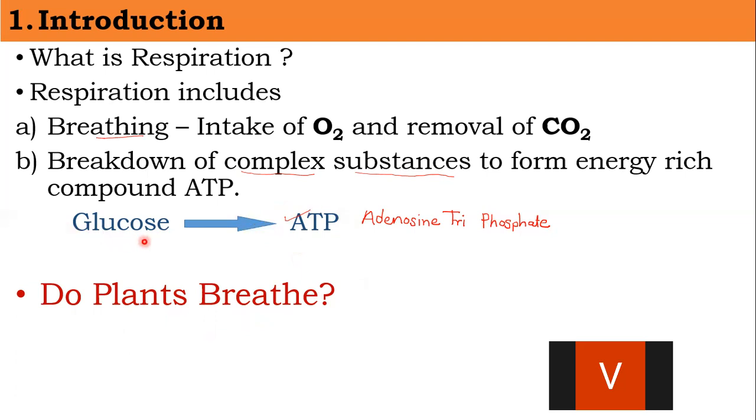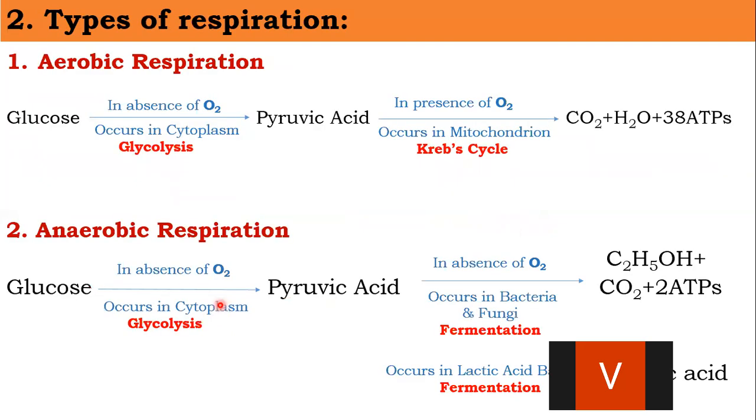And here we can see that from where this ATP is generally obtained, it is obtained from the simple sugar or the basic sugar, it is glucose. So glucose is the main sugar which is utilized into the cell to form the energy-rich compound called as ATP, that is adenosine triphosphate. Now next we will study another important point, that is types of respiration.